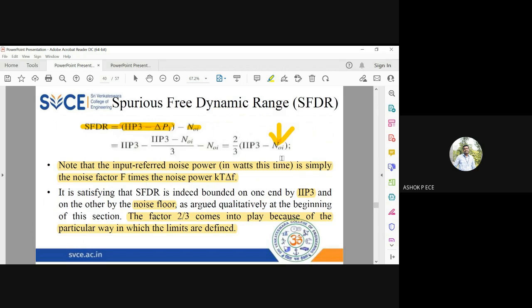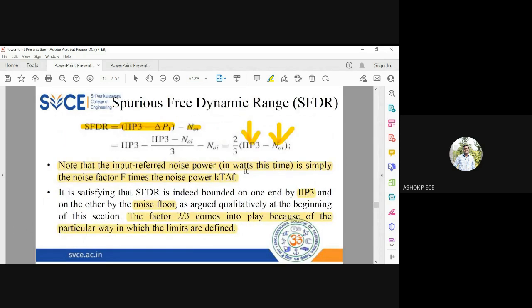This I can write as SFDR is proportional to IIP3 minus NOI. So IIP3 is the internal noise coming from the system because of nonlinearity, and NOI is the noise coming externally as well as internally, which has nothing to do with IMD. So all the IMD noise will come under one term, IIP3. All other noise will come under the term NOI. Okay.